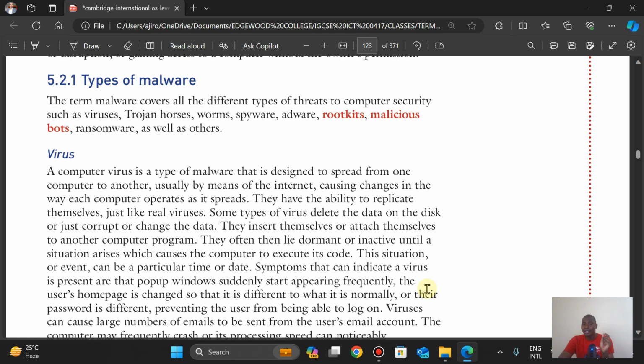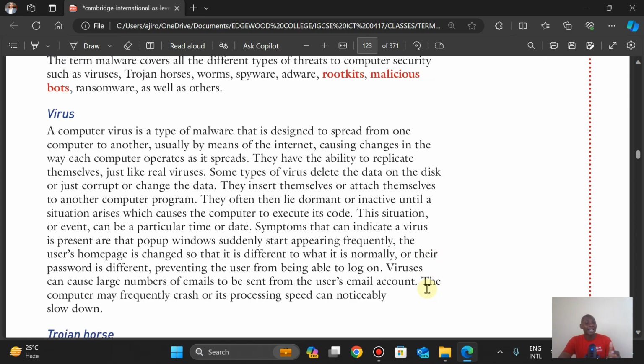Symptoms that can indicate a virus is present are pop-up windows suddenly starting to appear frequently. The user's homepage is changed so that it's different to what is normally displayed, or their password is different, preventing the user from being able to log on. Viruses can cause large numbers of emails to be sent from the user's email account. The computer may frequently crash, or the processing speed can be noticeably slowed down. So all these are signs of your system being infected with a virus.